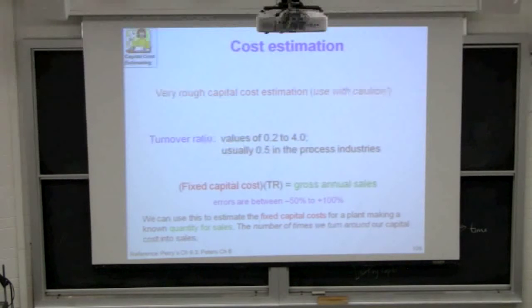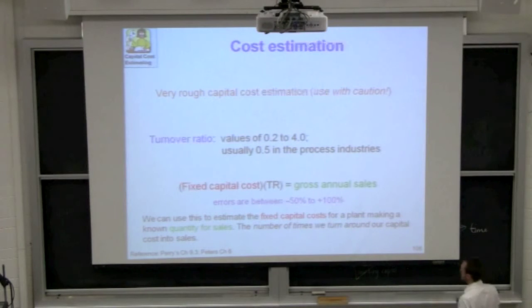Okay? You don't need to look up any other information except knowing how much you're going to make as your income, divided by 0.5, and you'll get a very crude answer that tells you how much it's going to cost to build that plant. And that's why it's called the turnover ratio, because it tells you how many times you turn over your sales through your plant. Okay? So the number of times we turn our capital into sales, I should say, rather. That would be a better way of saying it.